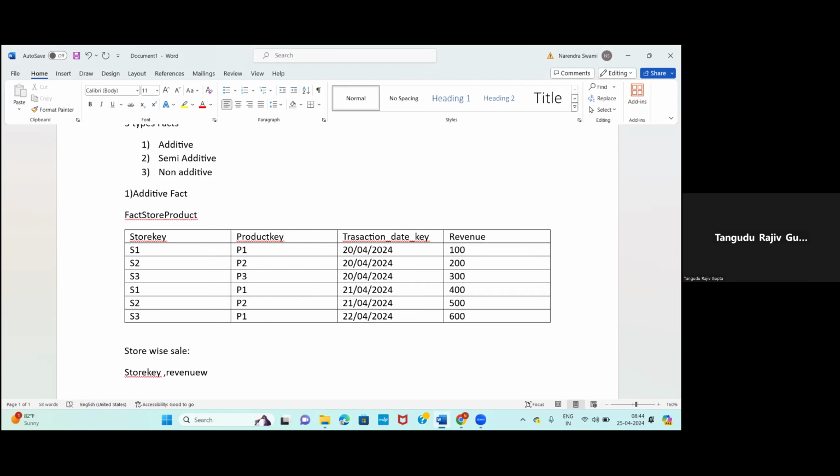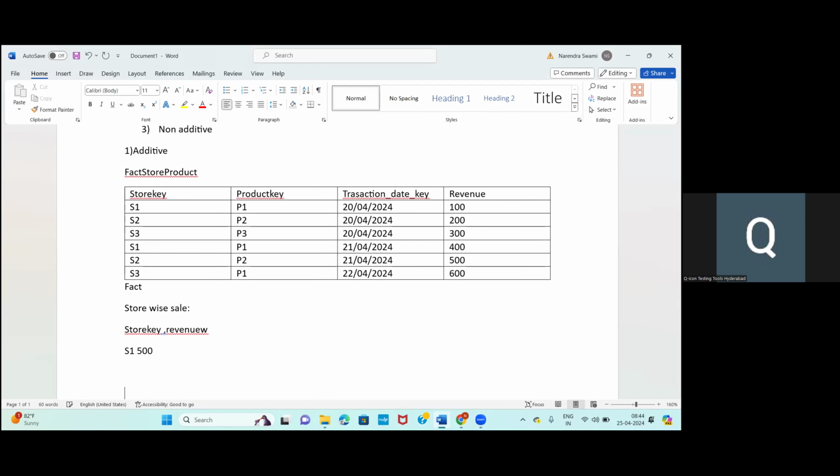By looking at this, for S1, what is the store value? I'm going to sum up the values of S1. 100, 500, and this is 500. So this is how we sum up all the values to derive something that is called an additive fact.